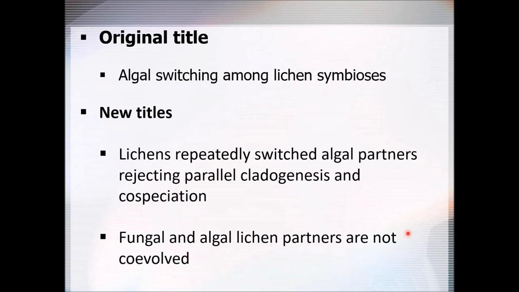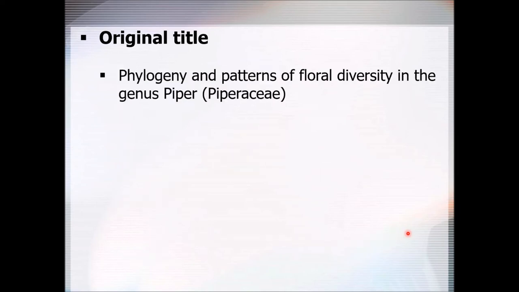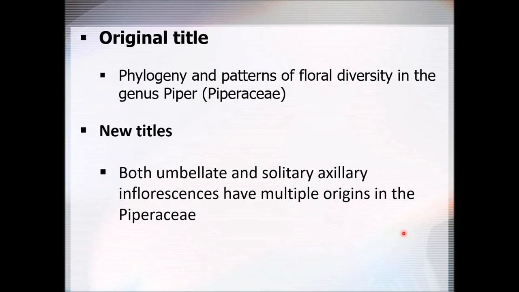Let's look at another example. Phylogeny and Patterns of Floral Diversity in the Genus Piper, Piperaceae. It doesn't tell us much about what's going to be concluded in this paper. Let's look at some alternative titles. Both umbellate and solitary axillary inflorescences have multiple origins in the Piperaceae. Well, that certainly tells us something about what this paper is going to be about and makes the talk a lot more interesting. Now, it is not a full summary of the conclusions.